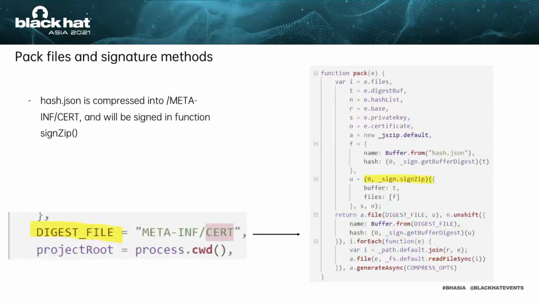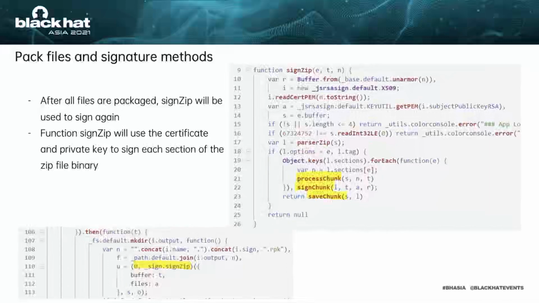After all files are packaged, the sign_zip function will be used to sign again. Function sign_zip will use the certificate and the private key to sign each section of the zip file binaries and store it in binary. After the package is packed, sign_zip will be used to sign again, and the function zip will use the signature again on each section of the zip file binary.